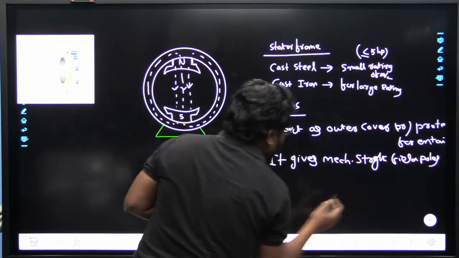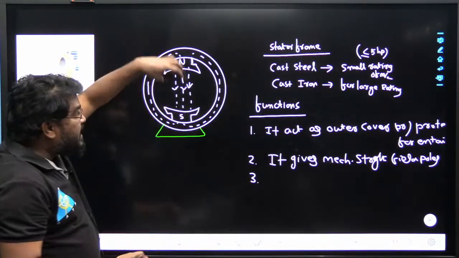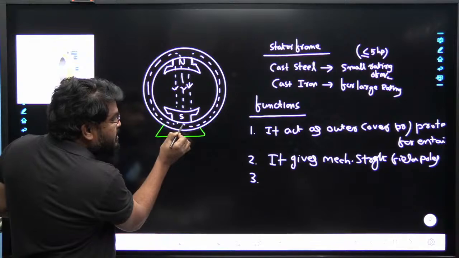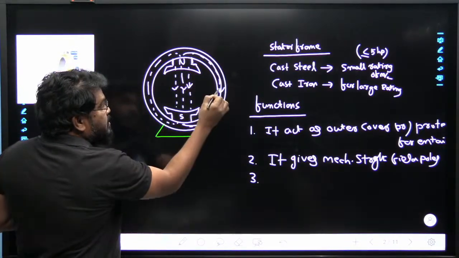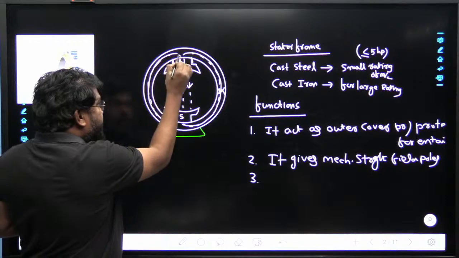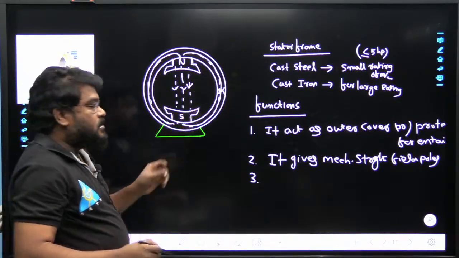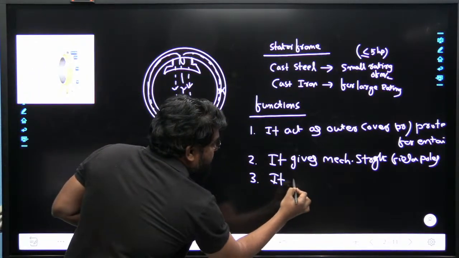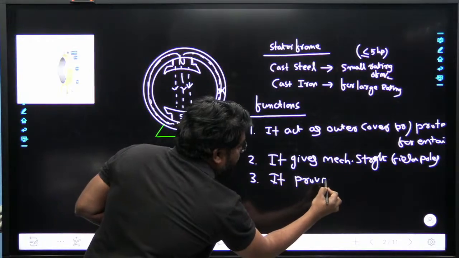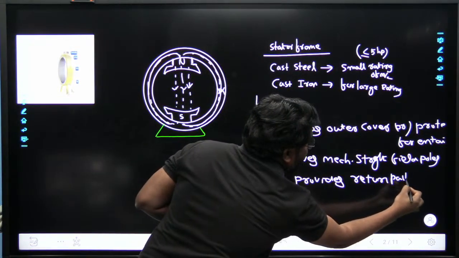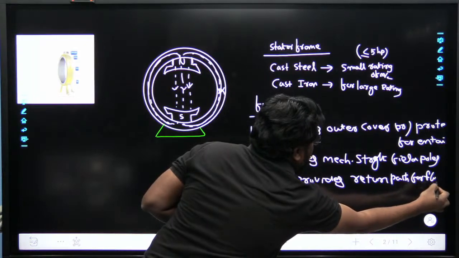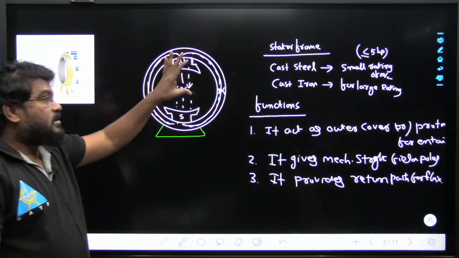And the next one is that it provides the return path for the flux lines. So this is the flux here, and it provides a low reluctance path for the flux to flow. So that's why you can say it provides the return path for the flux. These are the three functions of the stator frame.